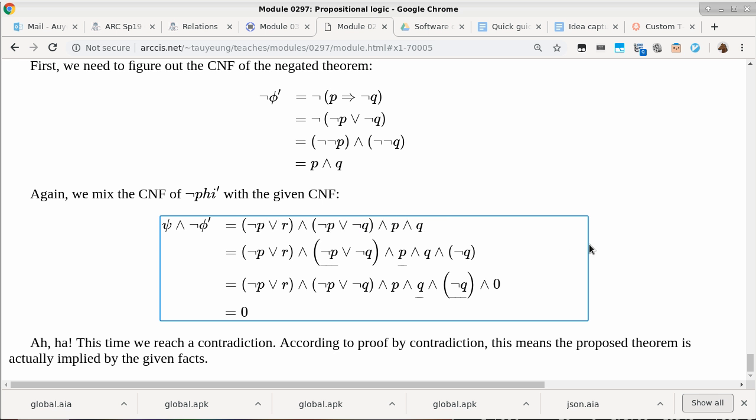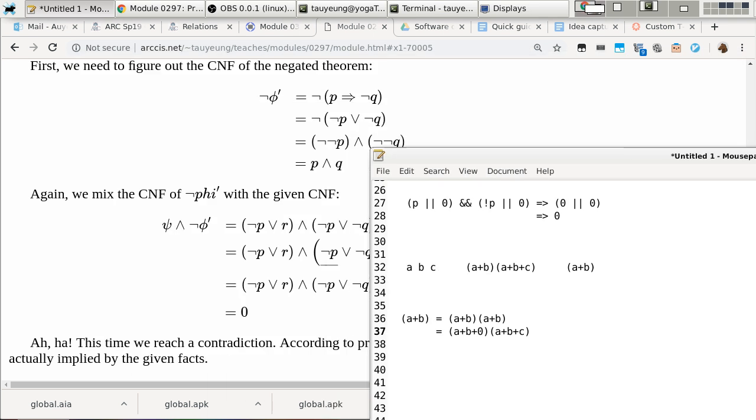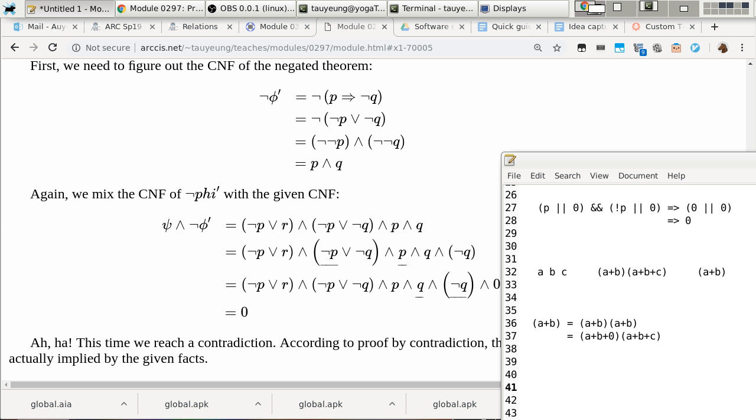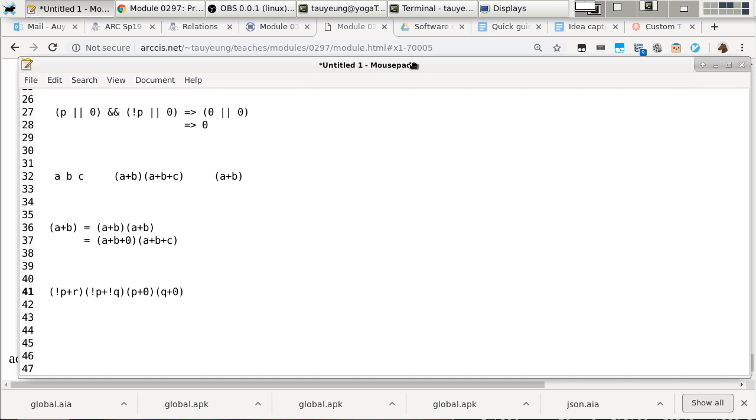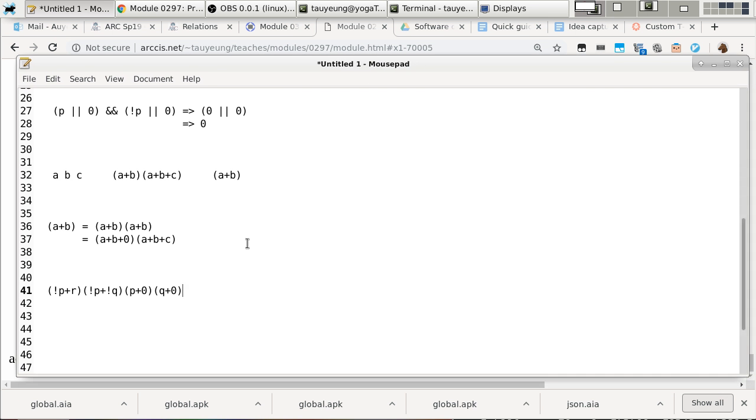Let me move this over. I'm just going to copy over here so that we have not P or R, not P or not Q. And this time I'm going to have not P or false, and then we have Q or false. Okay, there we go. Now I'm going to block out the other one and look at only this. I'm borrowing multiplication to mean conjunction, and addition to mean disjunction. It's just a lot easier for me to type like this.